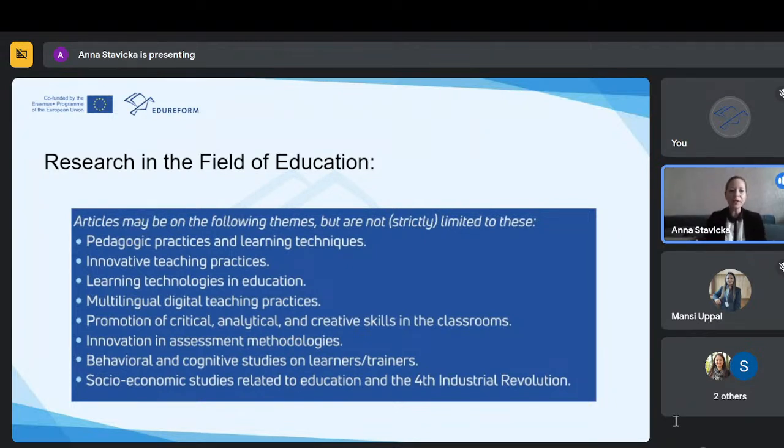So the topics are broad, but you can narrow them down. I will tell you later how we usually do that. But all in all, you see our broad scope. So I gently encourage you to participate in this activity.